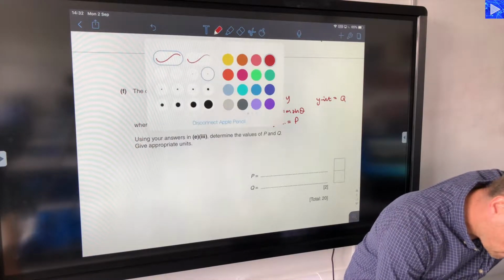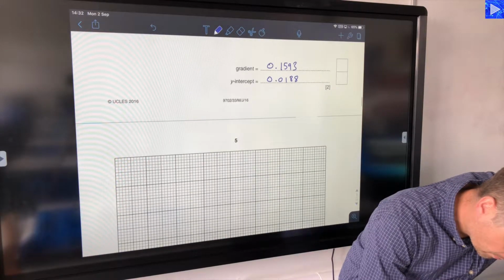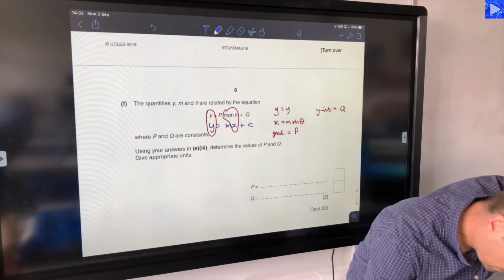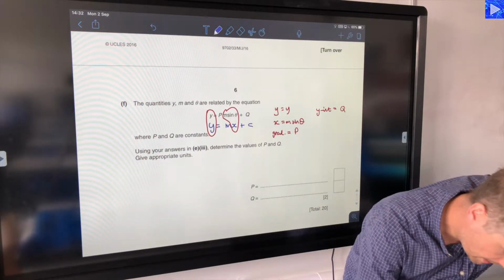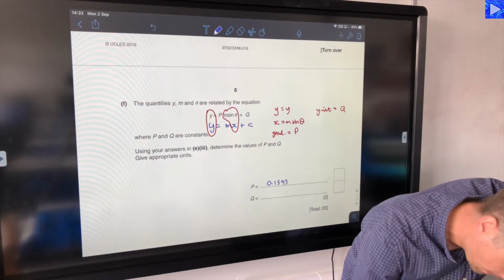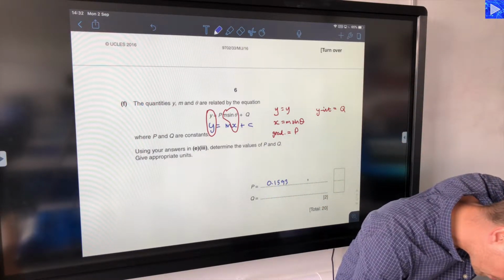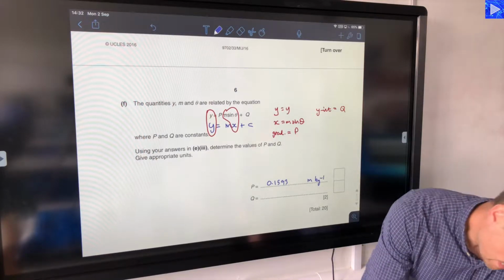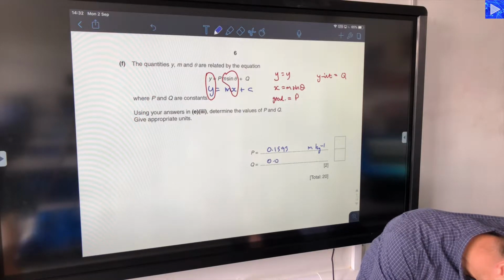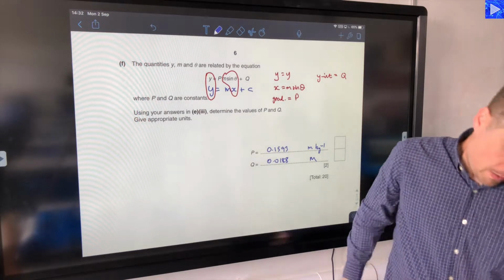Okay, so all I need to do is write down those values. The gradient was 0.1593, so that is p, 0.1593. I'm going to do something with the significant figures here in a minute, and we said that the units had to be meters per kilogram for that. And q is 0.0188 because it's equal to the y-intercept, and the units of that should be meters.